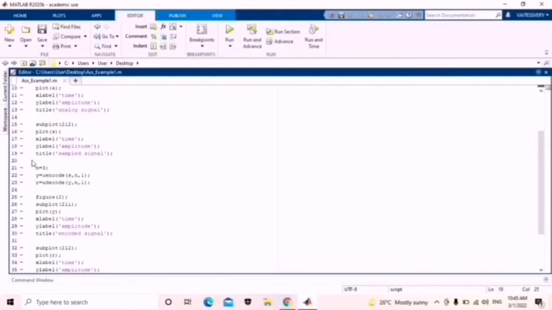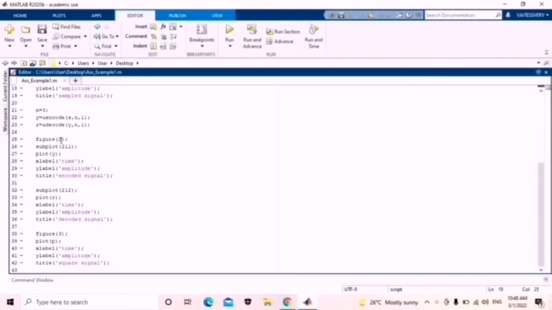Then here we plot the encoded and decoded signal. We set N as quantization, so N equals 3. Here Y is U encode, which is uniform encode. R equals U decode, Y and 1. This coding is for figure 2. And here also we label X as time, Y as amplitude, and title as encoded signal. And then here we title it as decoded signal. And then this is the last coding for the figure 3 output.